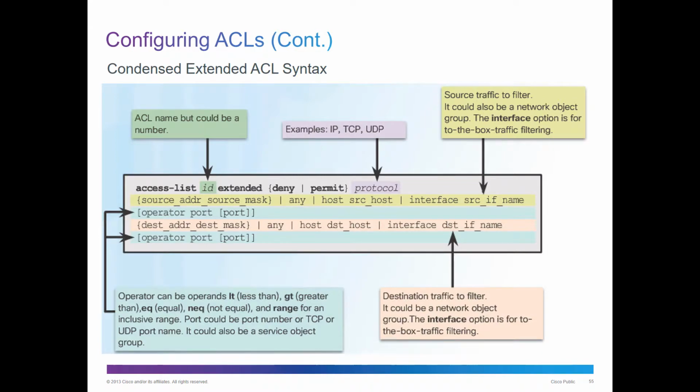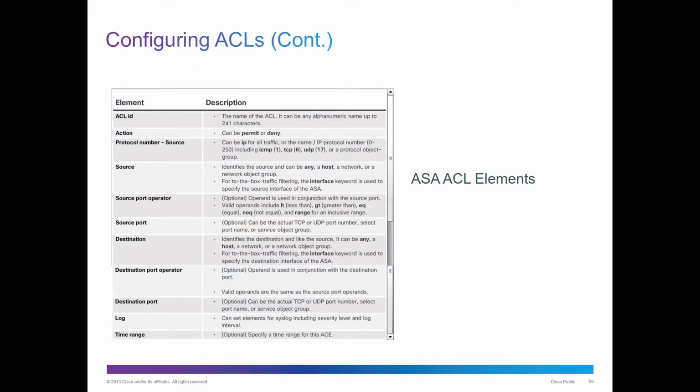Access list, name, extended, what do you want to do, its protocol, source, destination, and so forth. We have examples of these coming up. ACL ID, the action, protocol, source number, the source operator, source port, destination port operator, destination port, log, and time range. Because you can actually specify a time range for the access control entry. So you can say this only applies Monday through Friday, 8 to 5, for example.